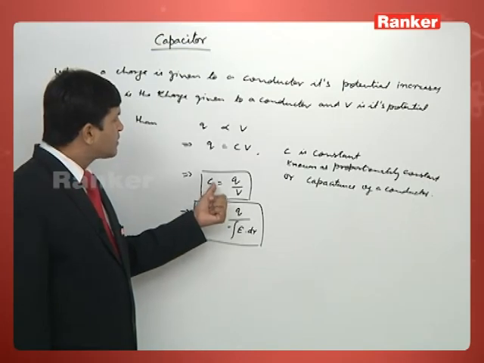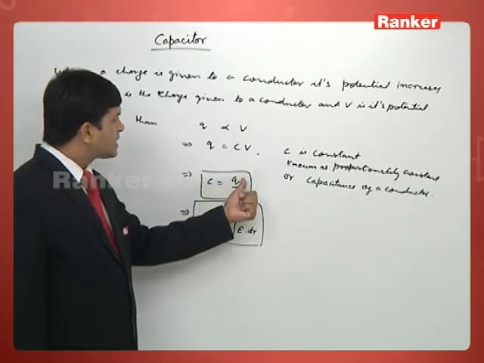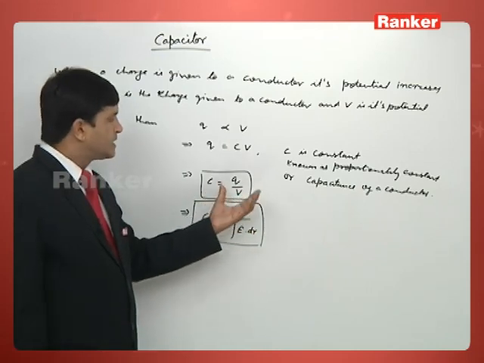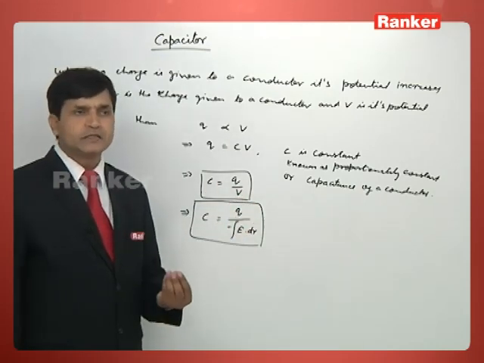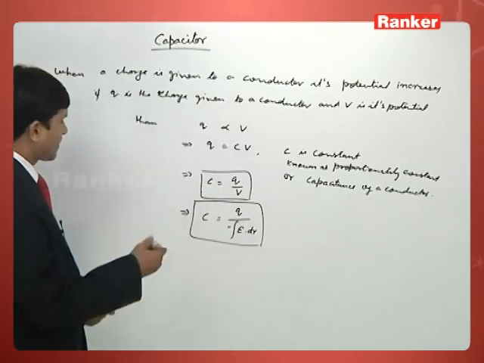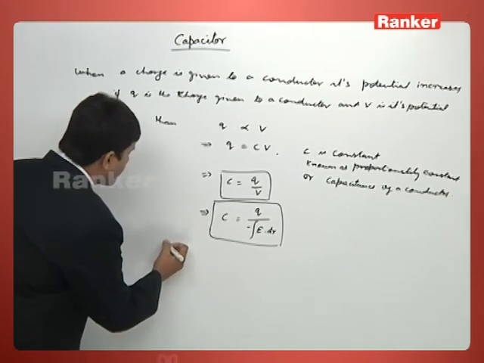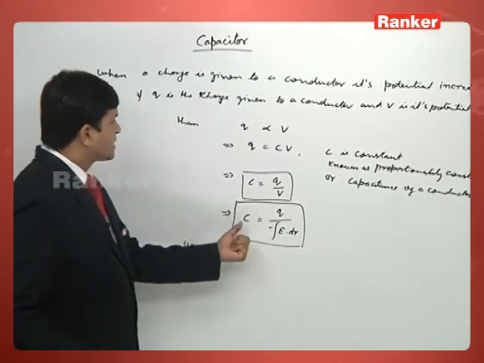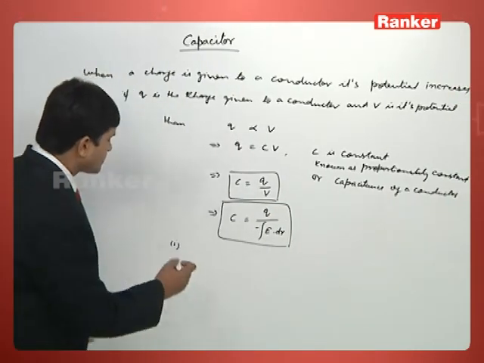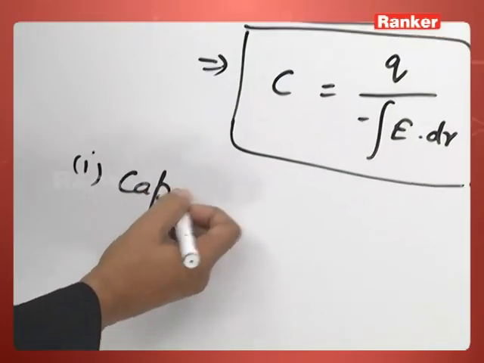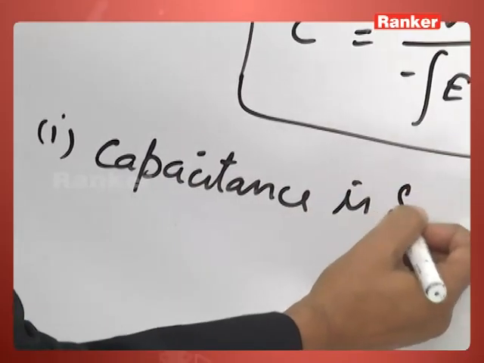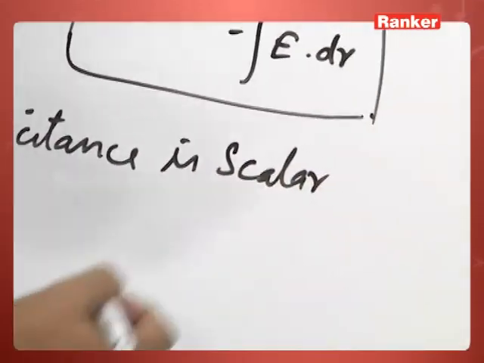So it does not depend on the charge on a conductor as well as the potential on it. It depends on other parameters like the geometrical shape and size of a conductor. So we will write about certain points. First point: capacitance is a scalar physical quantity.